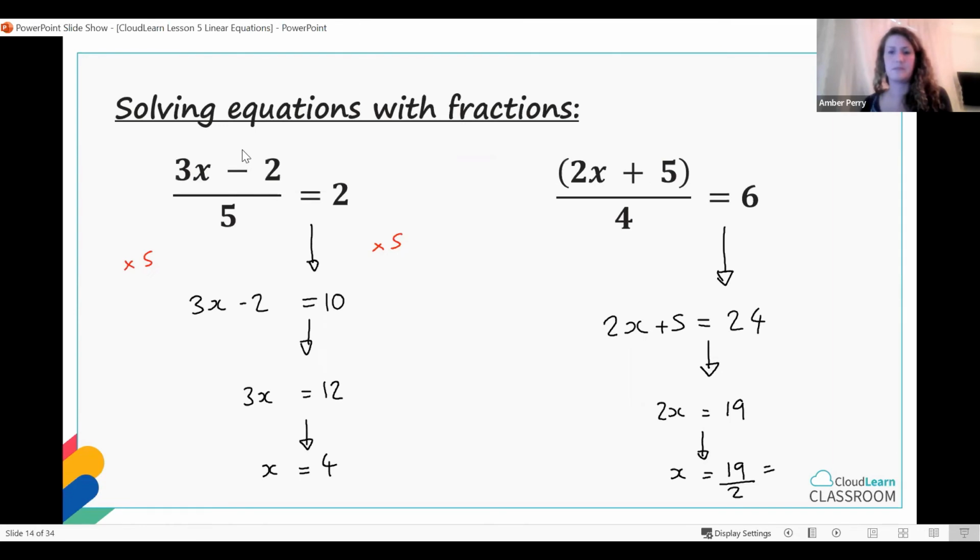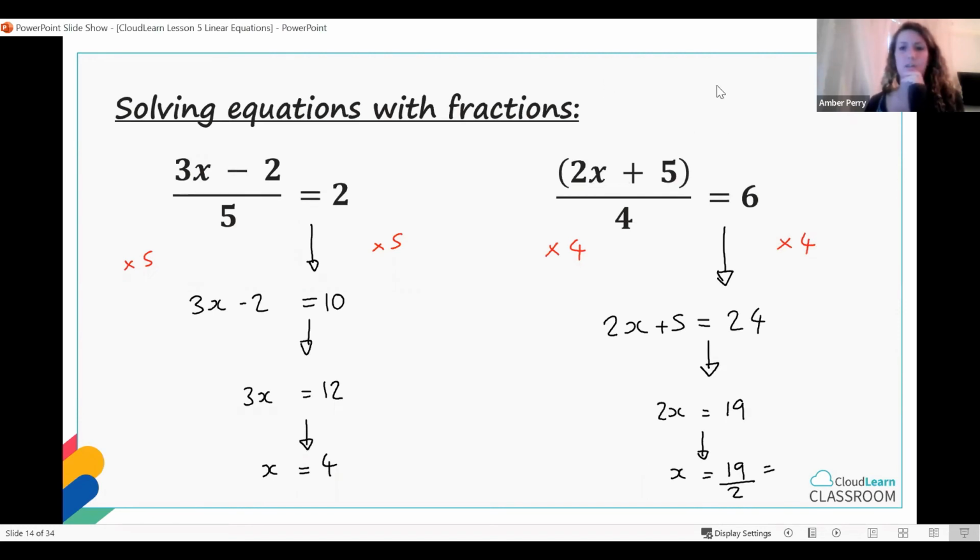Okay. Yeah. So the 24 comes from timesing both sides by 4. 6 multiplied by 4 is 24. And then the 2x plus 5 is what's left on here. So I've times this whole thing by 4, and I've times this whole thing by 4. So everything we do to one side of the equation, we must do the same thing to the other side of the equation. Okay, it's all about keeping everything balanced.